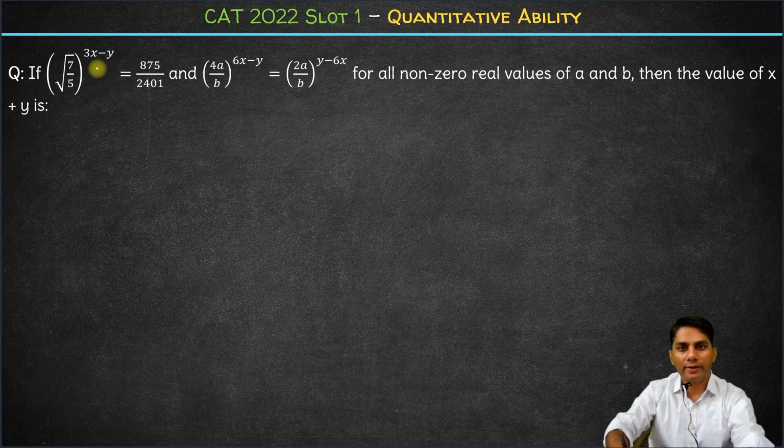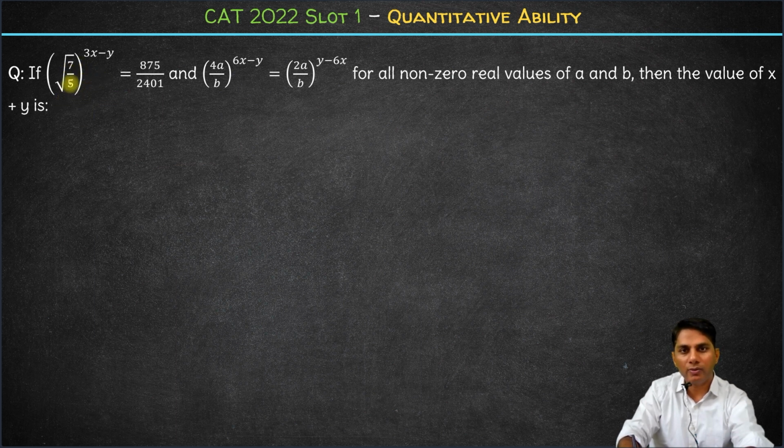Hi. So here we have: if (square root of 7 by 5) whole raised to power 3x minus y is this thing, and (4a by b) raised to power 6x minus y is this whole thing, for all non-zero real values of a and b. Obviously a and b should not be zero, otherwise they will not be defined. Then the value of x plus y is how much? So let's start with this part first.